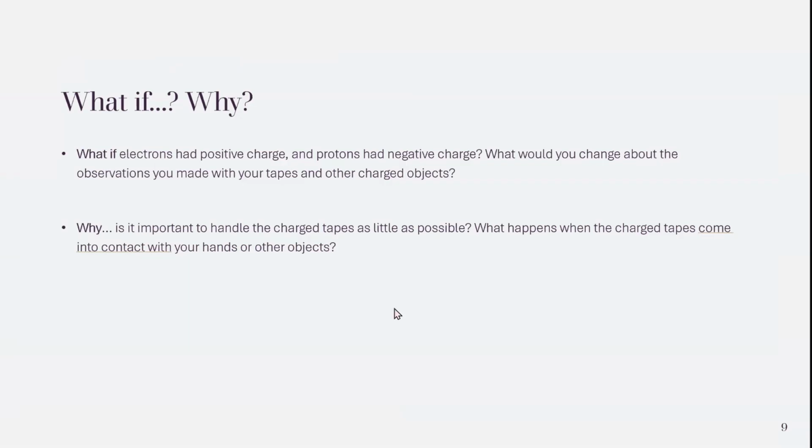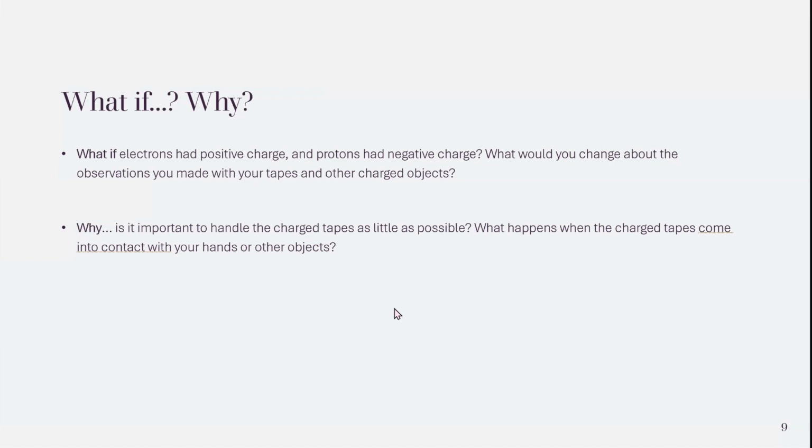All right, so we're going to address the what if questions. What if electrons had positive charge and protons had negative charge? What would you change about the observations you made with your tapes and other charged objects? The observations I made would have remained exactly the same. Even if the charge conventions have switched in this scenario, the charge would still behave the same way, with like charges repelling and unlike charges attracting. So if the charged pieces of tape were now negative instead of positive, they still would have repelled each other and would be attracted to the now positive pen, which was negative before.